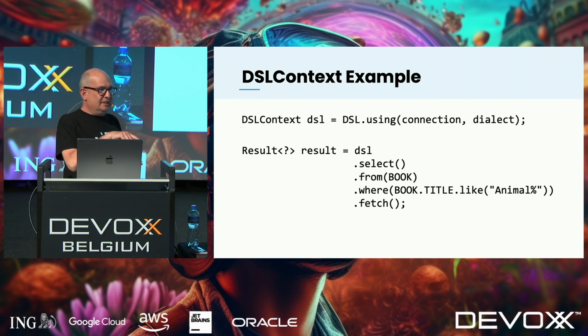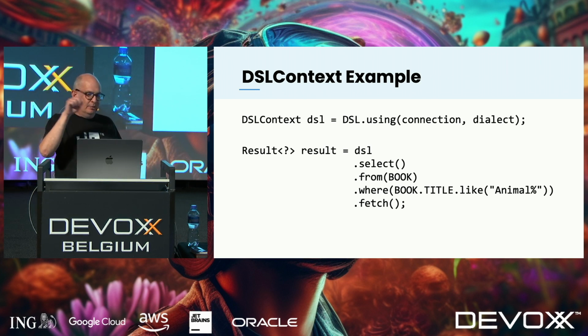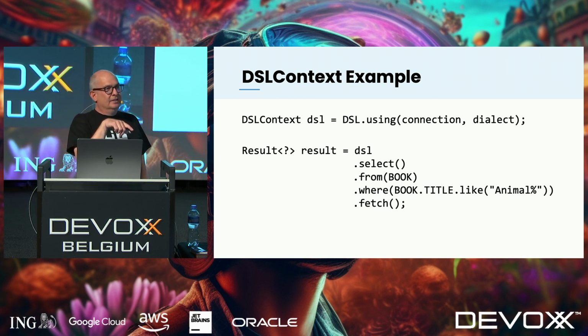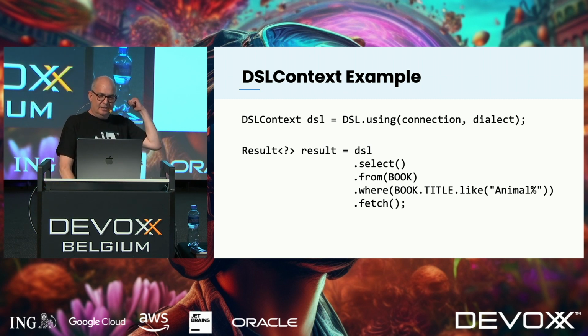On my side, I use DSL as the name of the variable that points to DSL context. If you look at the documentation, Lukas usually uses create because he says, I want to create something and start with create. I use DSL because I like it more. And here we see SQL.